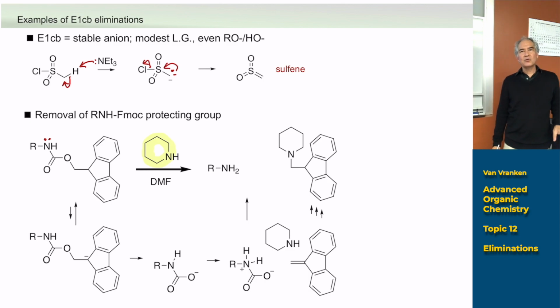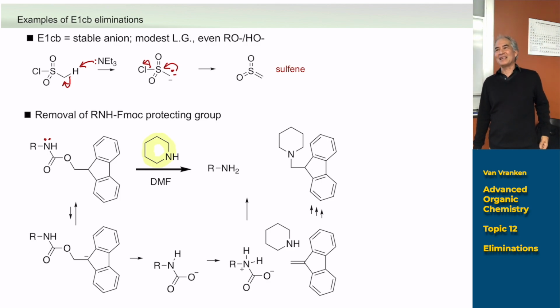The DMF is not so consequential for you. You use a lot of piperidine. It's like half your solvent is piperidine. We've seen piperidine before in Knoevenagel condensations. It's not just a random choice. Triethylamine would not work here. You need piperidine for this.